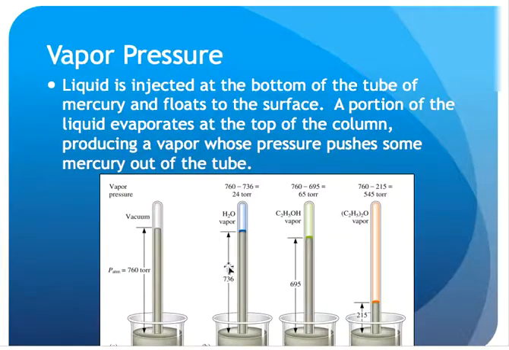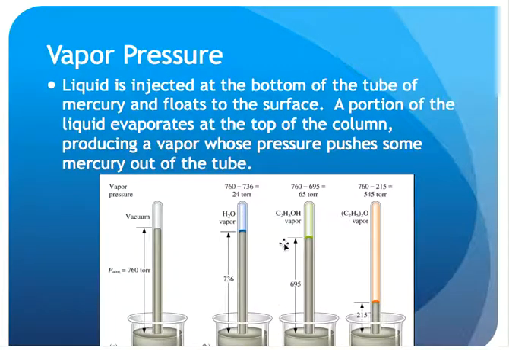Now, if I made 3 other simple barometers, I could then inject water, say, at the bottom of this tube. And because water is less dense than mercury, it's going to float all the way up here to my vacuum area. And it's going to change the amount of space that I have up here.